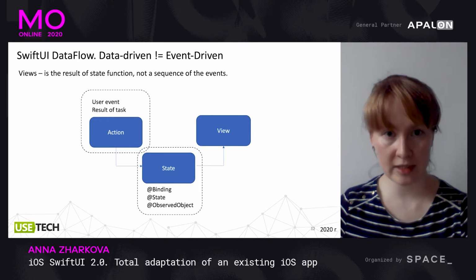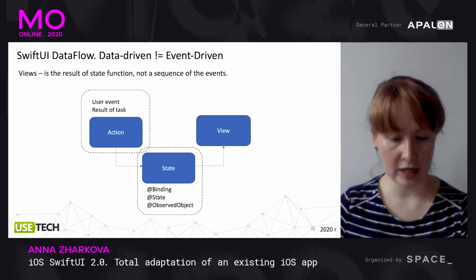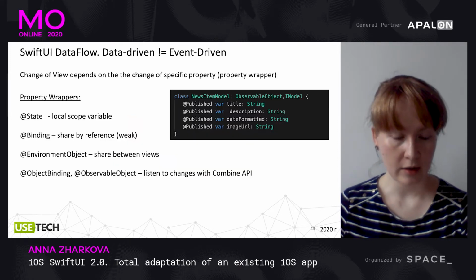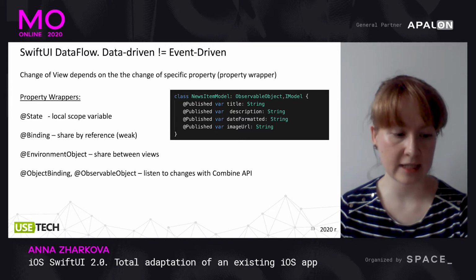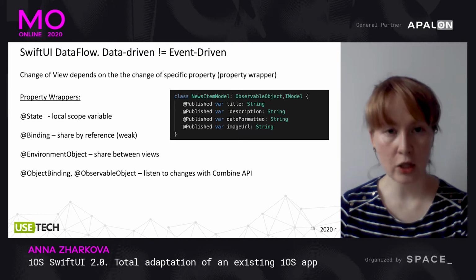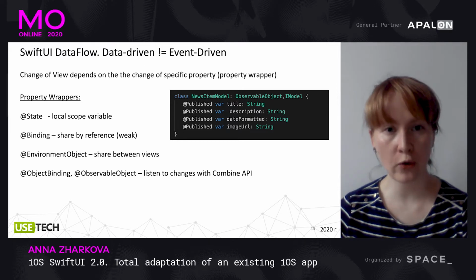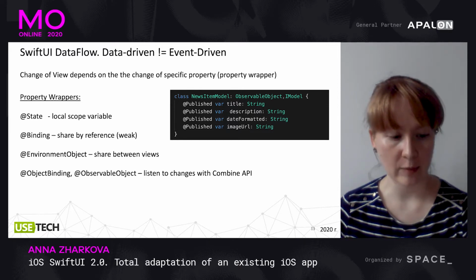Such properties are called property wrappers, and there are some kinds of property wrappers depending on their functionality. The State, it is a local scope variable, just like private, your view owns its variable.